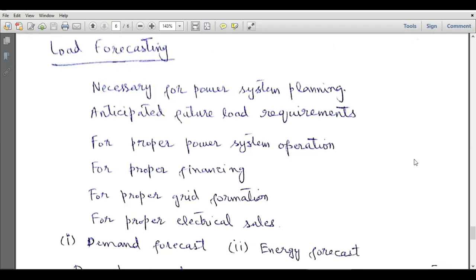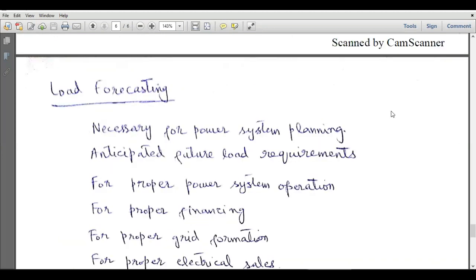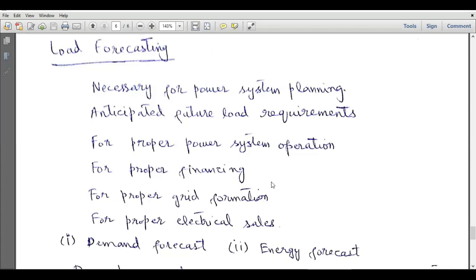In this lecture, I will discuss load forecasting methods. Load forecasting is a necessity for power system planning, anticipating future load requirements for proper power system operation, for proper power financing, for proper grid formation, and for proper electrical sales.